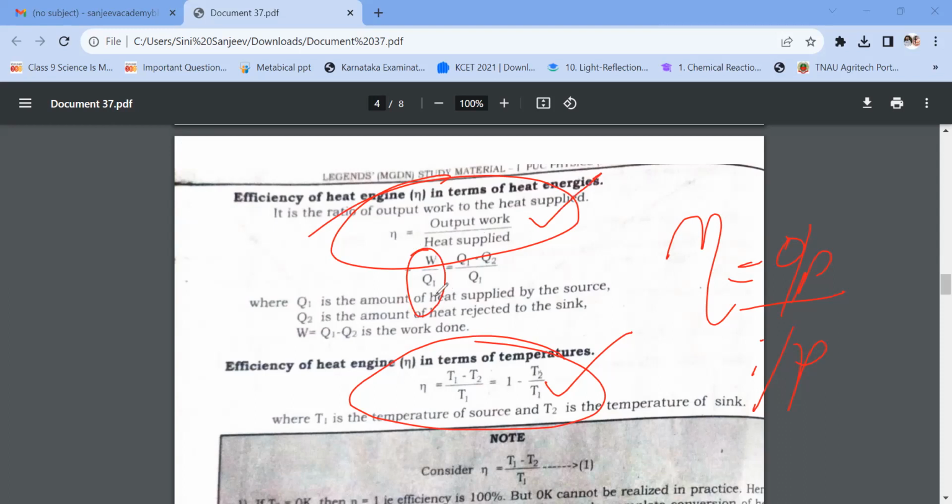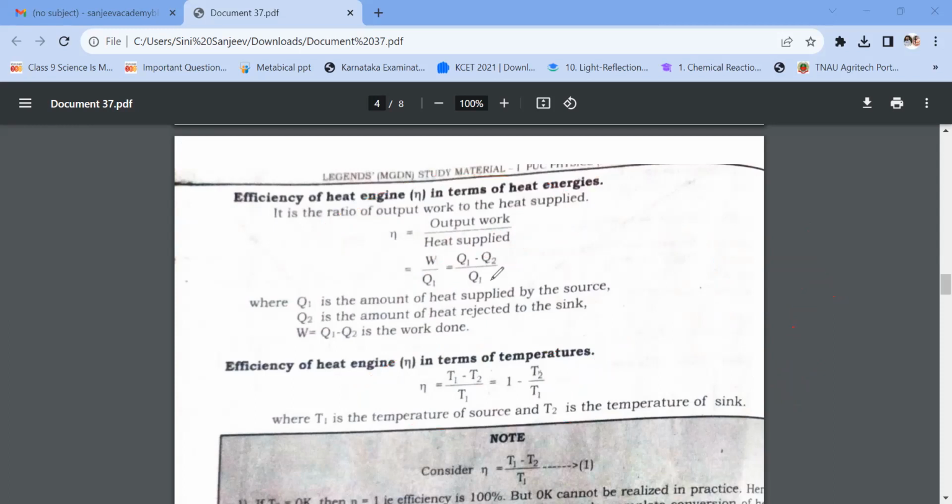Coming to my efficiency, output work by heat supplied, so work by heat, W by Q. Work is nothing but the difference of Q1 and Q2. Correct? Q1 is always the higher temperature and Q2 is always the lower temperature. These two things you also have to remember. I hope up to this it's clear on what is being stressed. If you're not understanding, no need to worry.